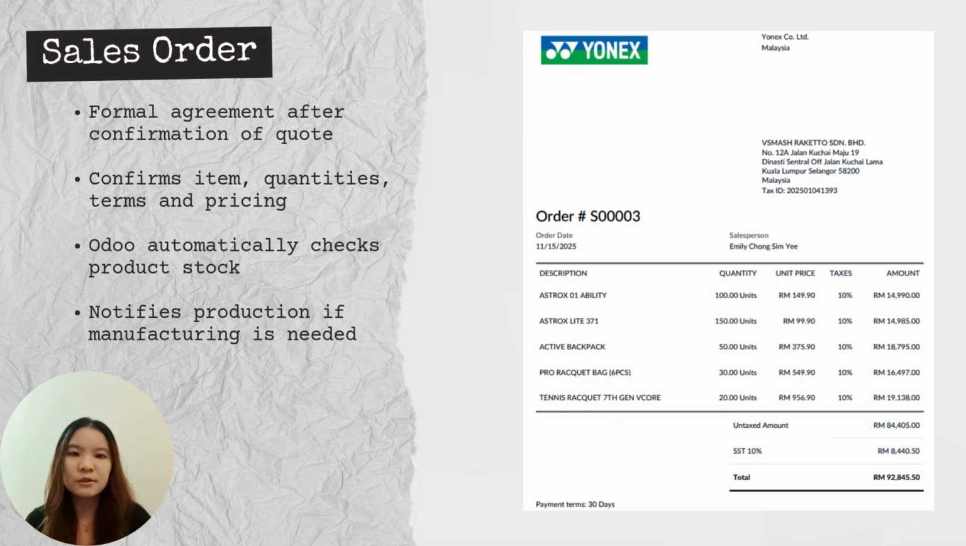Next is sales order. It is a formal agreement after confirmation of the quotation is made by the customer. So it confirms the items, quantities, terms, and pricing. Odoo automatically checks the product stock after the confirmation, and it notifies production if manufacturing is needed when stock is insufficient.